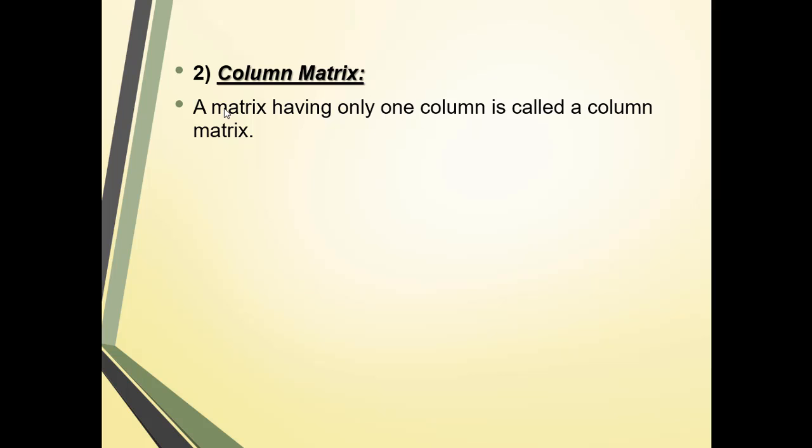Number 2, column matrix. A matrix having only one column is called a column matrix. For example, if we see in these examples, the order of matrix A is 2 by 1 and the order of matrix B is 3 by 1. But in both these two matrices, the number of columns is only 1. So whenever any matrix contains only one column, that matrix is always said to be the column matrix.